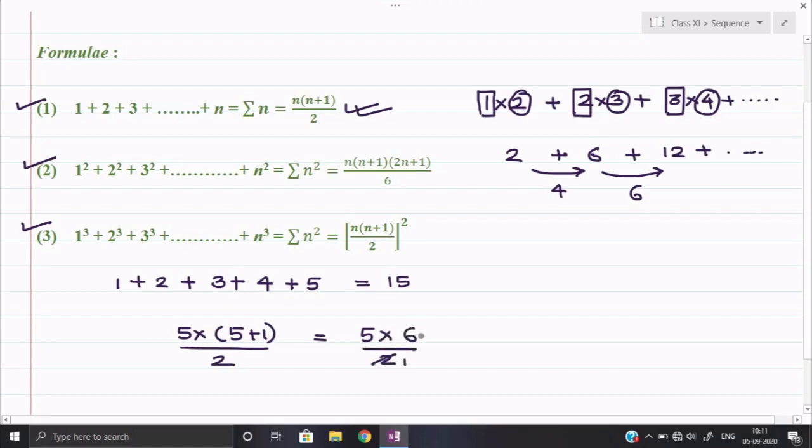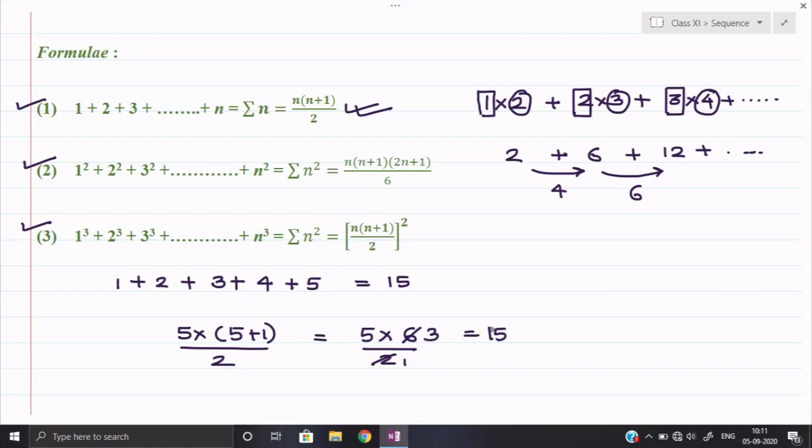2 ones are 2, 2 threes are 6. Answer is 15. So see how easily we got the answer if we know the sum of the series up till n terms. You just have to put in the value of n and you can easily get the required sum. Similarly, if you are squaring and then adding the terms, meaning you are finding 1 square, 2 square, 3 square and so on, then what will be the sum?